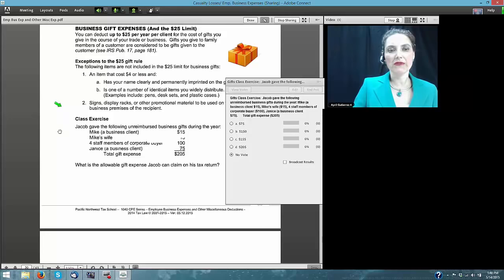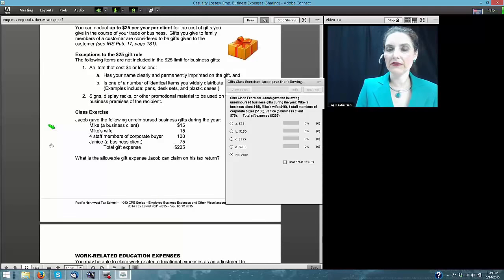It says, Jacob gave the following unreimbursed expenses during the year. He gave Mike, his business client, a $15 gift, and then he also gave Mike's wife a $15 gift. And then there were 4 staff members of a corporate buyer, and you gave $100 worth of gift to those 4 staff members. You can say it averaged out at $25 per staff member. And then there was Janice, who is a business client, and you gave her a $75 gift. So the total gift expense that you had for the year was $205. And my question for those of you in the class today is, what is the allowable deduction that can be claimed by Jacob on his tax return?